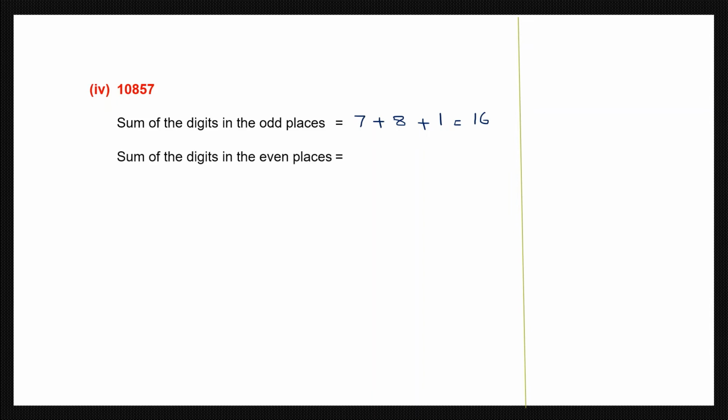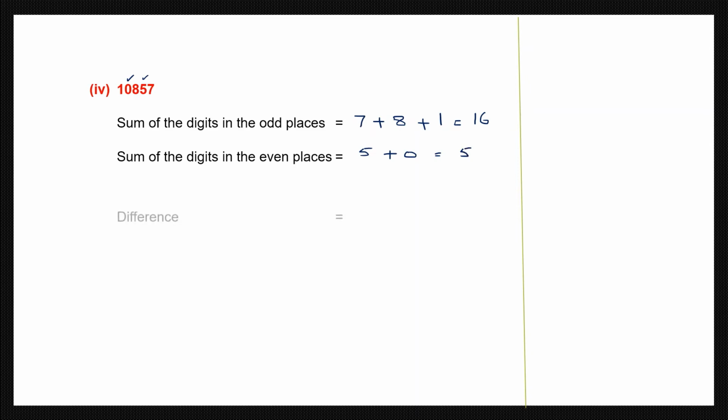Fourth one, let's take the sum of the digits in the odd places. So which are the odd places? 1, 3, 5. So let's write it down. 7 plus 8 plus 1. How much is that? 7 plus 8 is 15. 15 plus 1 is 16. So we've finished with the numbers in the odd places. Now let's take the numbers in the even places. So 2 and 4. So that is 5 plus 0. 5 plus 0 is 5.